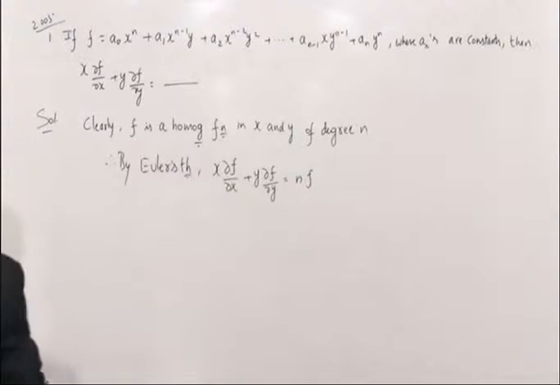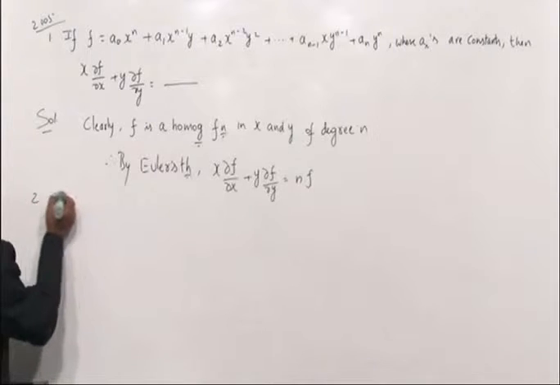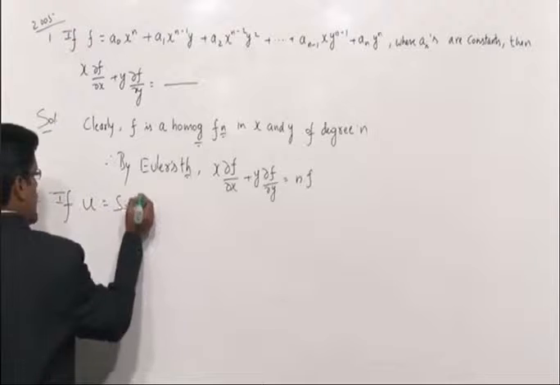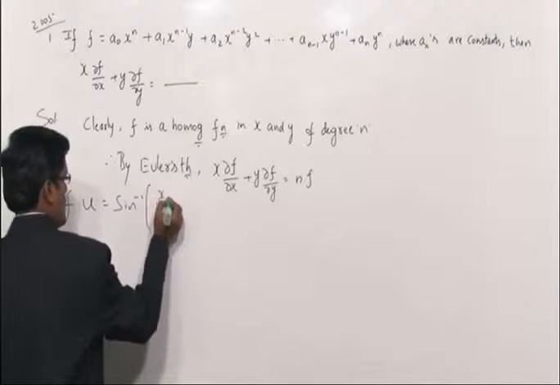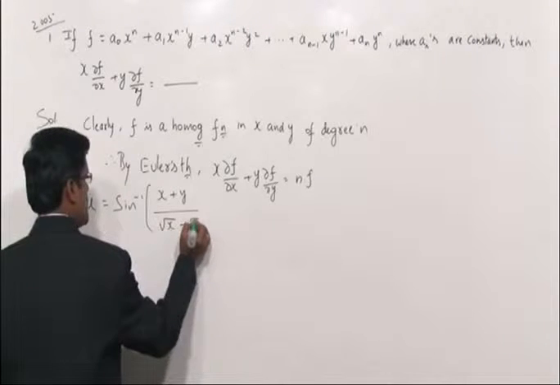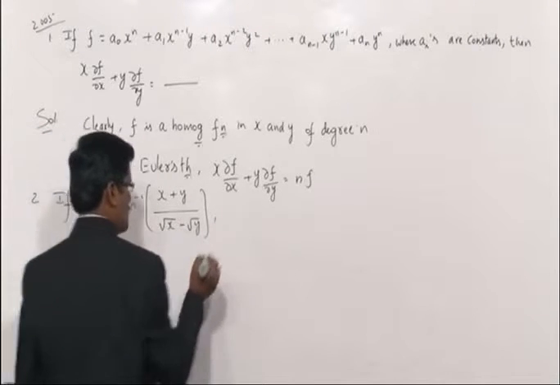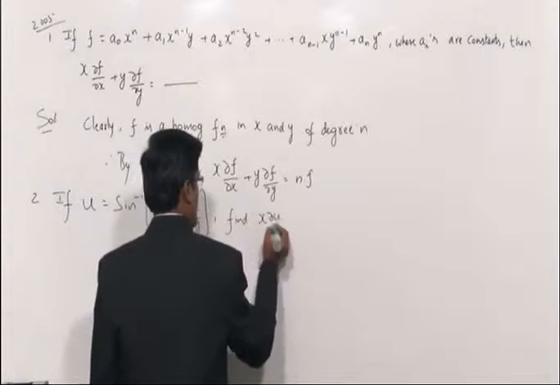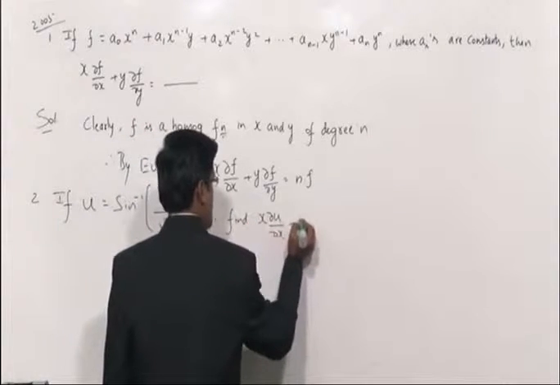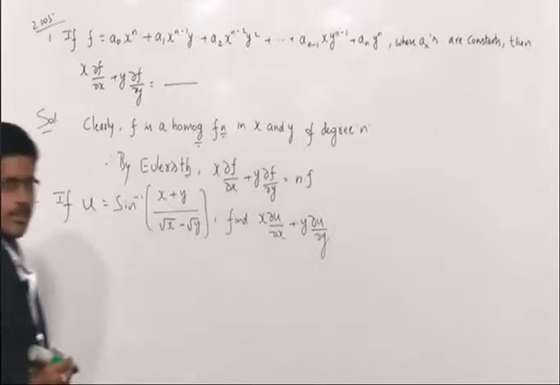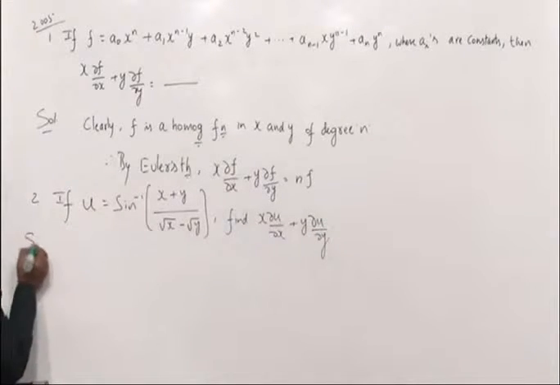Second example. If u is equal to sine inverse of (x plus y) divided by (root x minus root y), find x del u by del x plus y del u by del y. Solution.